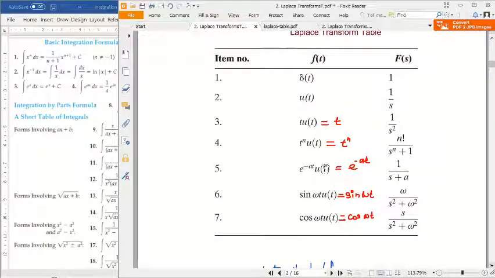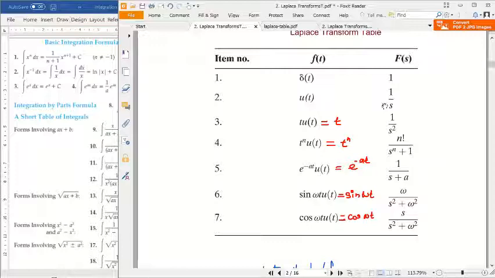So look at this table. You have the list of functions like this: delta, which we just derived, equals 1 in the s domain, step function equals 1 over s, ramp function equals 1 over s squared, and so on. We already proved this one equals 1 over s plus a. You can also prove that sine omega t will be equal to this, and cos omega t equal to that. So you can do the integration and produce this table, but you don't have to do that because it's already done by previous engineers or mathematicians. So we just use the table.